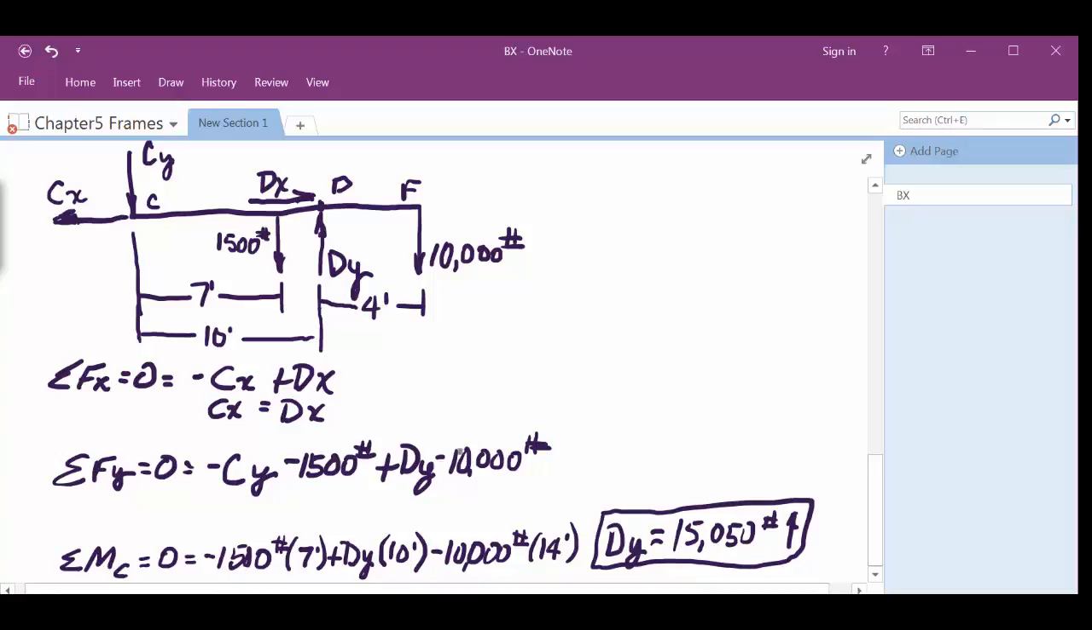Okay, so we can solve for CY now. This is 15,050. CY goes to the other side of the equation. We've got 15,050 minus 10,000, that's 5,050, minus 1,500, 3,550 pounds. We said that CY was going down. It came out a positive value, so CY is going down.